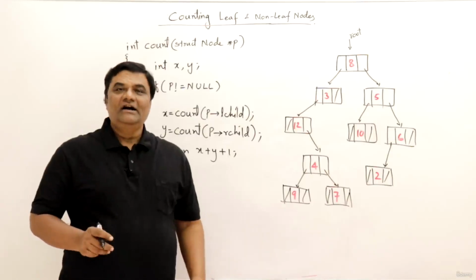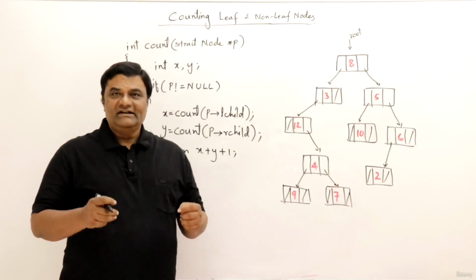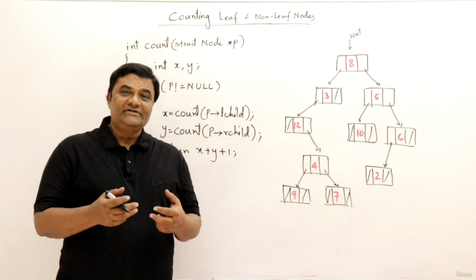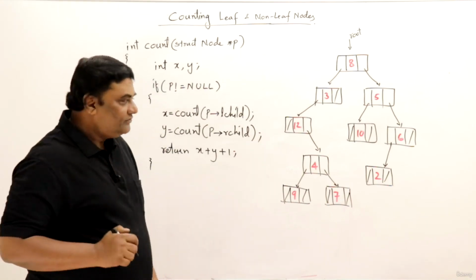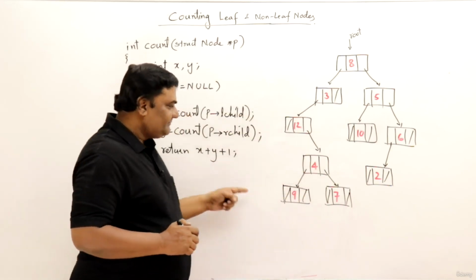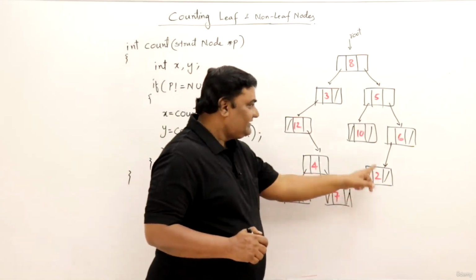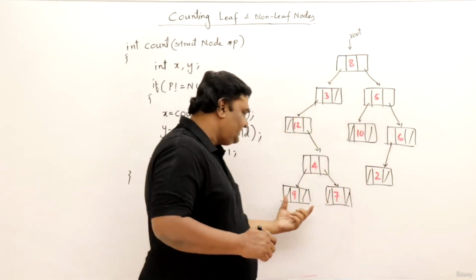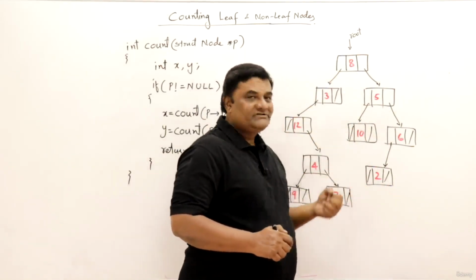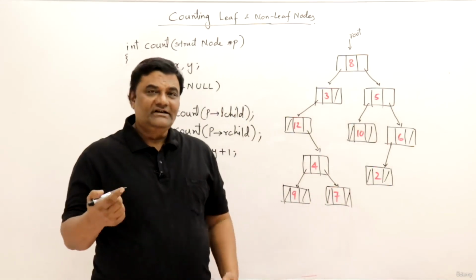In this video, we will see how to count leaf nodes and non-leaf nodes, or the nodes with a degree 0, nodes with a degree 1, or nodes with a degree 2. See, for this example tree, these are leaf nodes, right? These are leaf nodes, and these are all non-leaf nodes. So these are with a degree 0, so these are leaf nodes, and degree more than 0, they are non-leaf nodes.